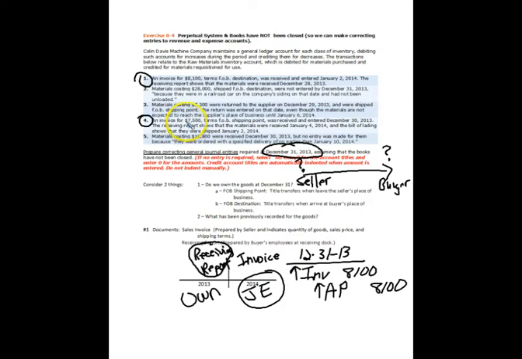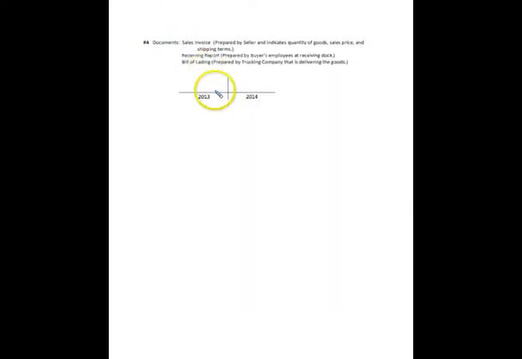On number 4, we have an invoice for $7,500 terms FOB shipping point. That means title would transfer at the seller's place of business. And that invoice was received and entered December 30th. The receiving report shows the materials were received January 4, and the bill of lading shows that they were received January 2.